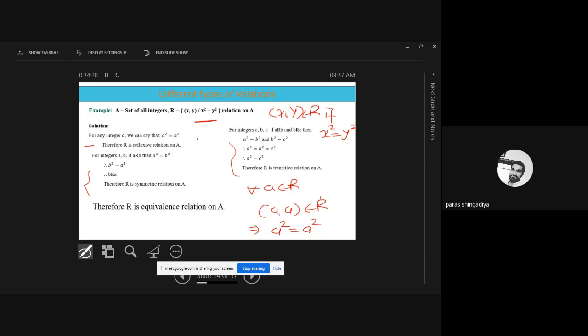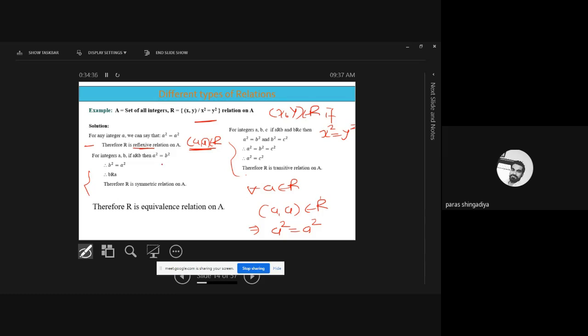So A square is always equal to A square. What does it mean? (A, A) belongs to R, and therefore it is a reflexive relation. For any value, if it satisfies A square equal to A square, then (A, A) always belongs to R.